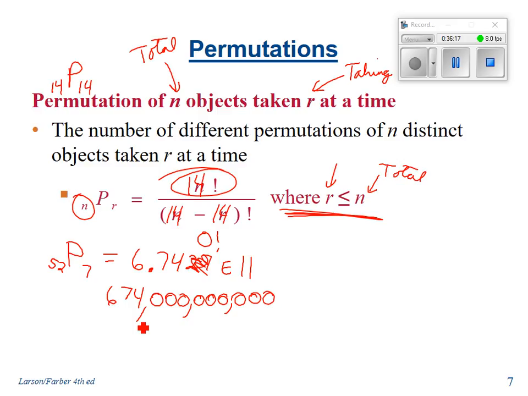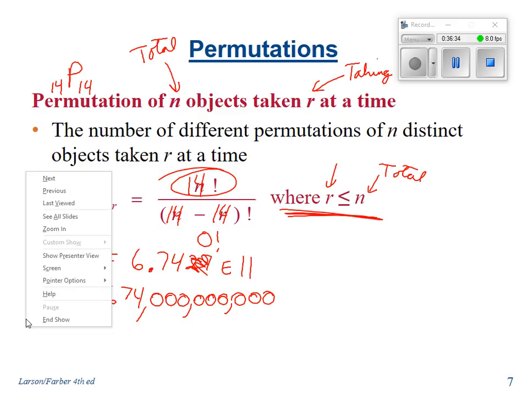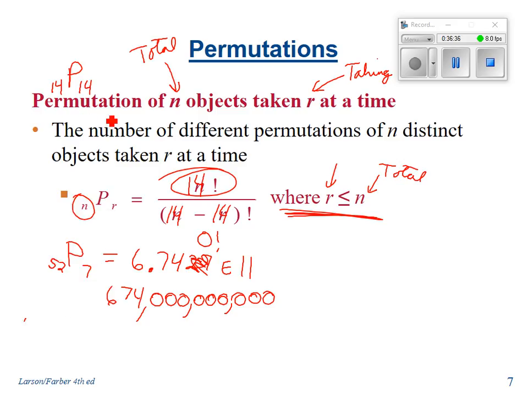So when we're playing Go Fish, the different hands that we could get is about 674, what is that, billions? A lot of combinations. A lot of what? Permutations.